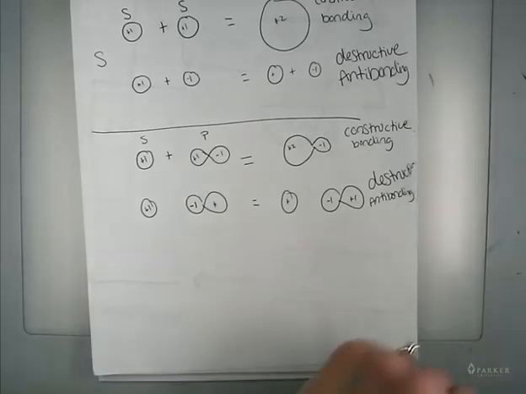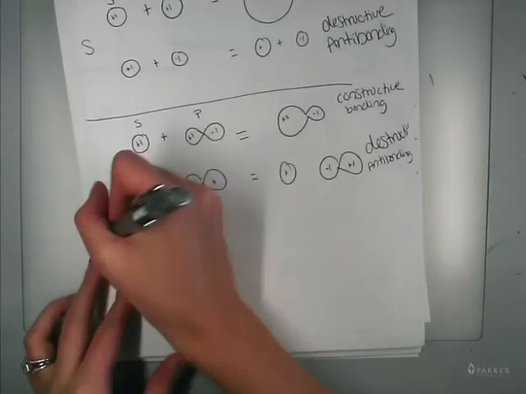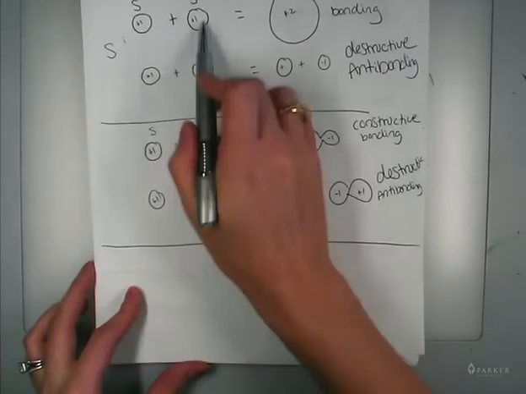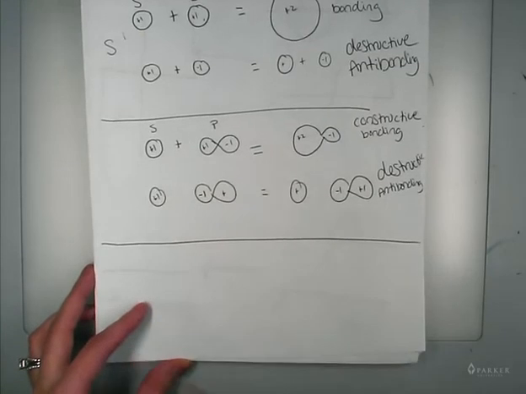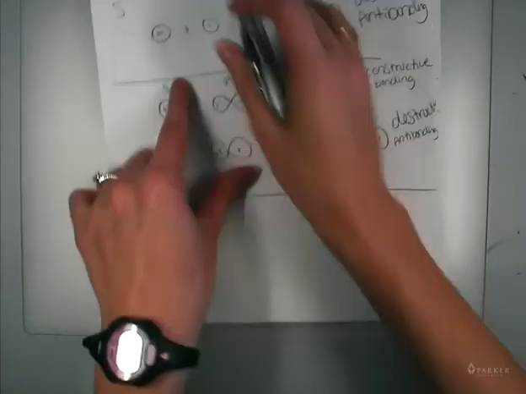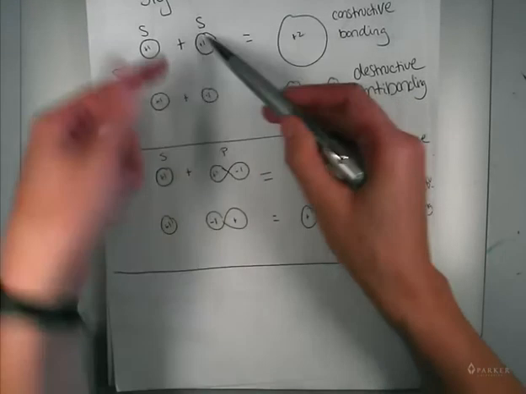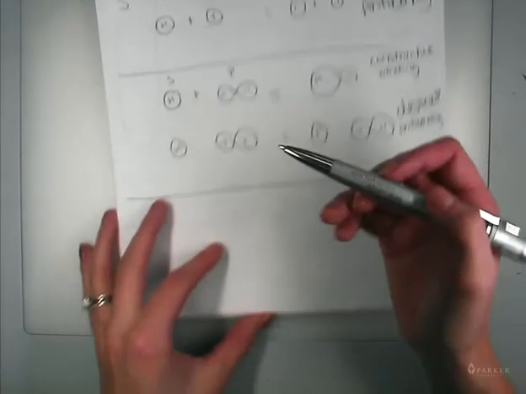And there's one other type of sigma bond. So we have an S with an S, an S with a P, and the other way we can do this is with a P and a P. But again, the sigma bond, the definition of this is that it can only overlap in one area.